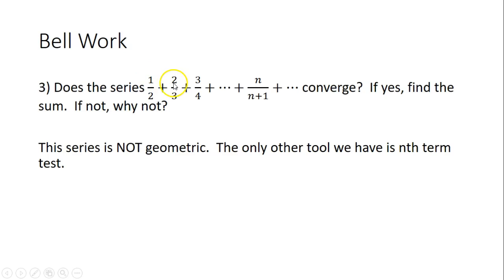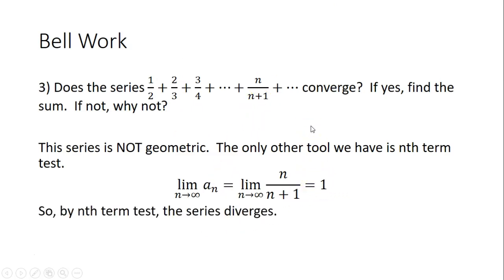4/3? 4/3 would get you here, I think? Yep. 4/3 will not get you here, though. So it's not geometric. The only other tool we have here is the nth term test. And we notice that the limit of the nth term here is 1, right? Which is not 0. So that tells us right away the series diverges because that limit is not 0.